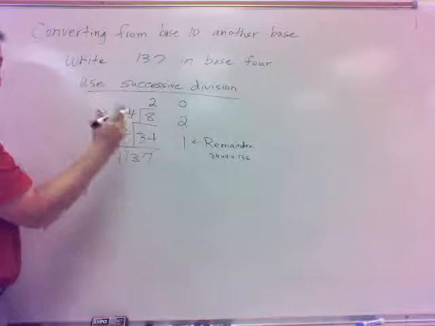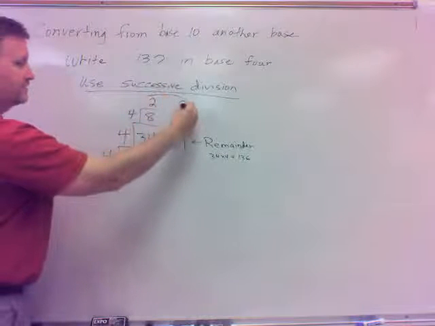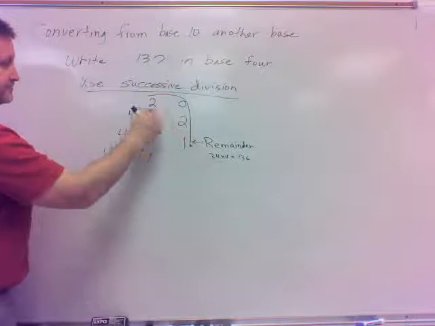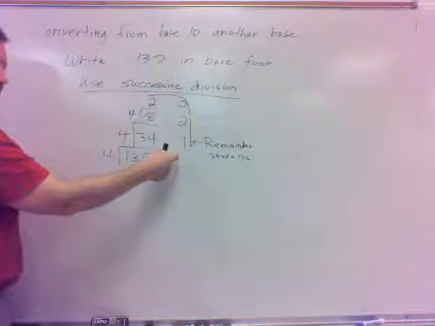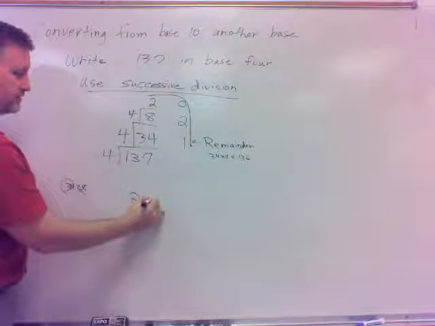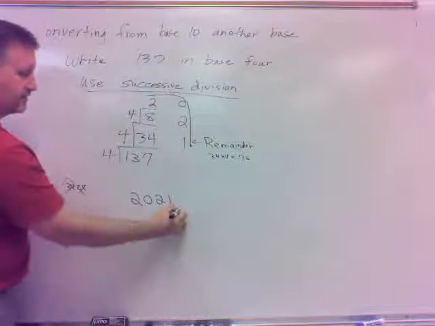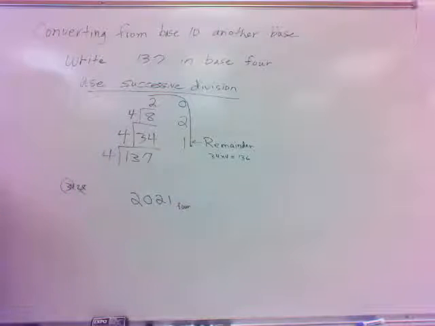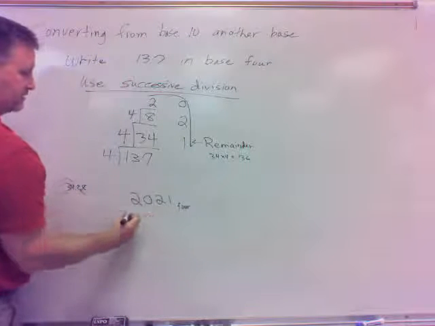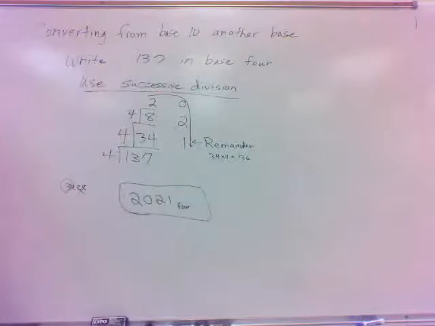Now, turns out, if you start with that last number and then work your way around like so, 2021 is what I would have. That turns out to be the base 4 equivalent of 137. So start with this one and go around like that. If you do it this way, that's your base 4 equivalent: 2021 in base 4. Successive division. Now, let's verify.